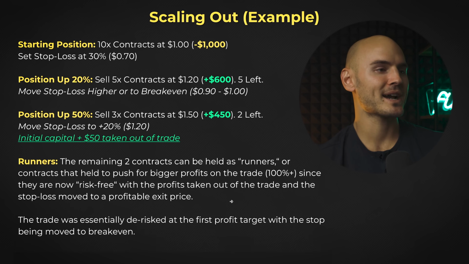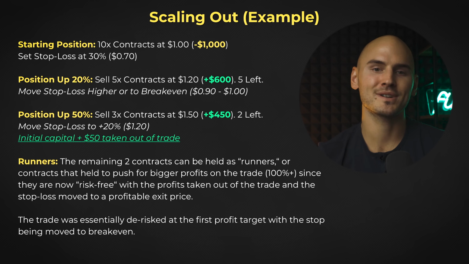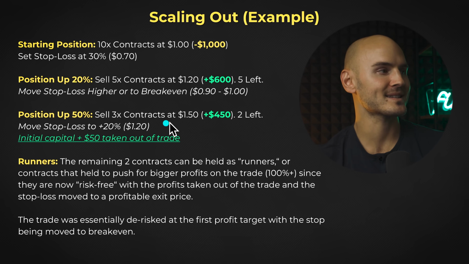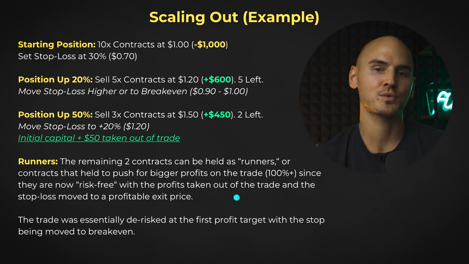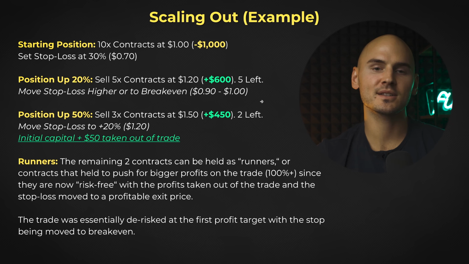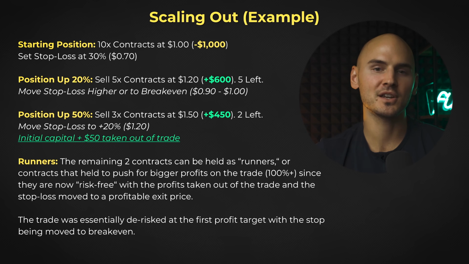So the remaining 2 contracts can be held as runners, or contracts that are held to push for bigger profits on this trade, specifically 100+% or more gains. And we can do this knowing that since we've already taken profits out of this trade and we've moved our stop loss up to a 20% return on this second scale out, we can comfortably hold these runners, not feeling too greedy, pushing for this 100% profit mark on the remainder of the contracts. So the reason this first scale out is really important is because it de-risks the trade significantly or entirely, allowing us to hold the remainder of the position stress-free.